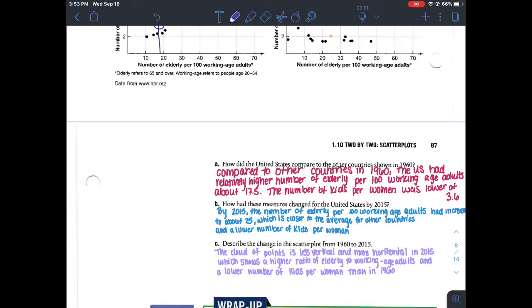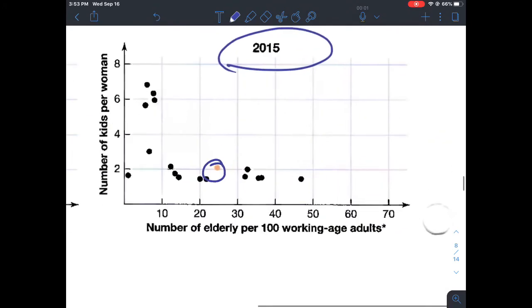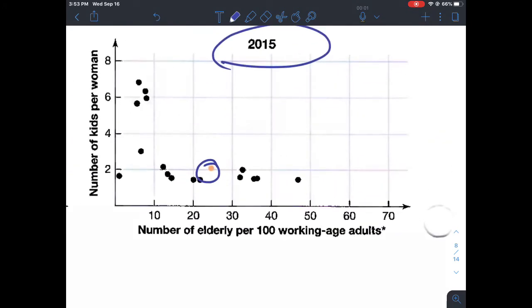How did these measures change for the United States in 2015? So 2015, here's our little United States dot. How do we compare? Well, the number of elderly people per 100 working aged people, so the number of old people has increased to about 25 now versus that 17.5, 18, which is closer to the average of the other countries. We're kind of smack dab in the middle. We have also lowered the number of kids from 3 to 2, and we also notice that other countries have lowered their number of children.